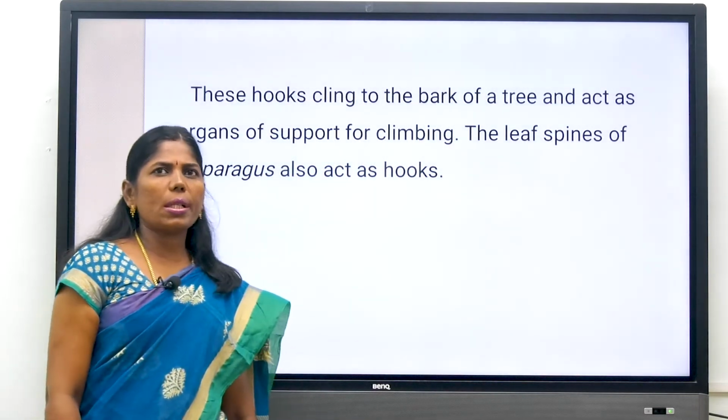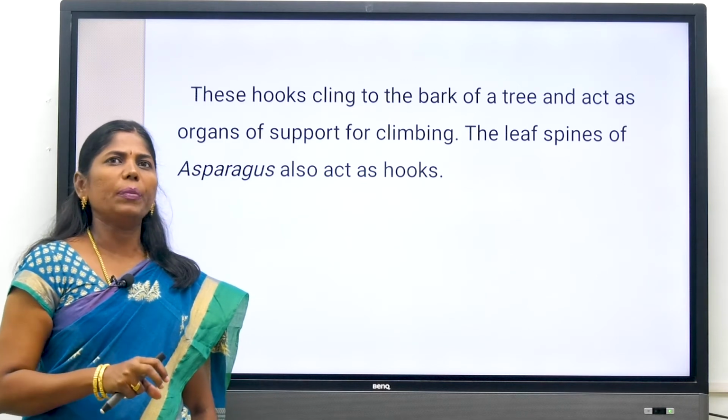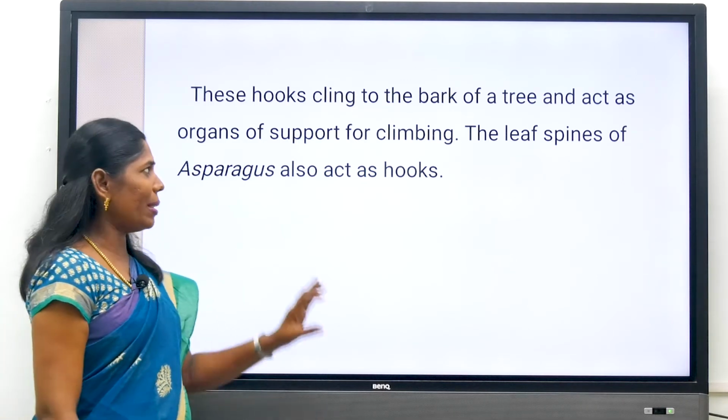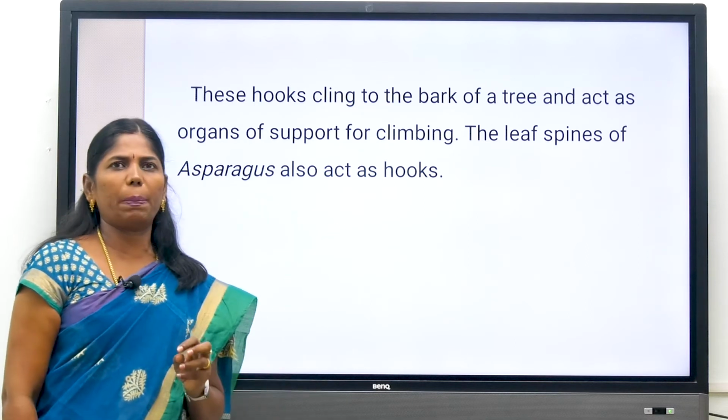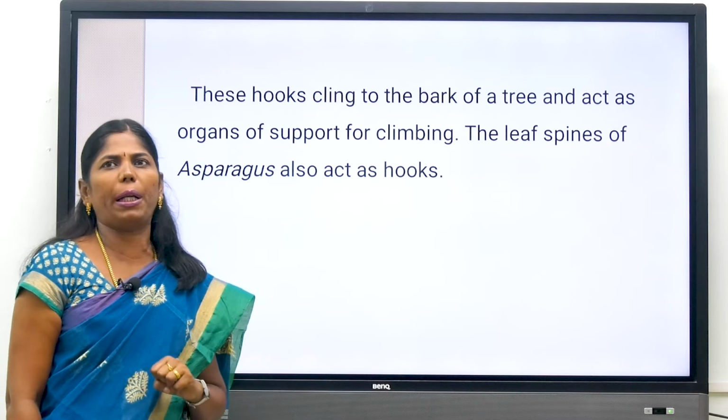So what is the function of the hook? The hook clings to the bark of the trees, acting as an organ of support for climbing. Actually this is an additional organ for the parent plant. The parent plant has an additional organ, and we use it to climb, okay.